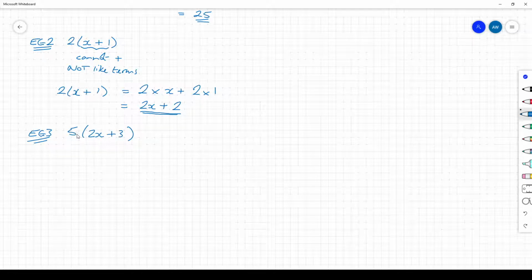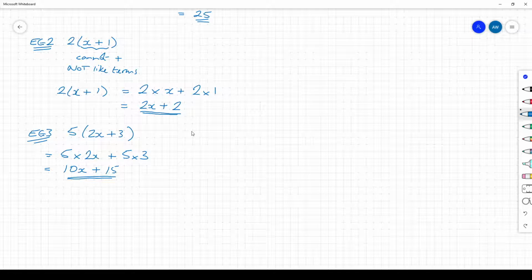So what we can do, if we're going to expand these brackets or multiply them out, is multiply each term separately by the 5. So we've got 5 times the 2x plus 5 times the 3. Okay, 5 times 2x is 10x, because 5 2s are 10, plus 5 times 3 is 15. Simple as that. So that's that bracket expanded, multiplied out. And the answer is 10x plus 15.